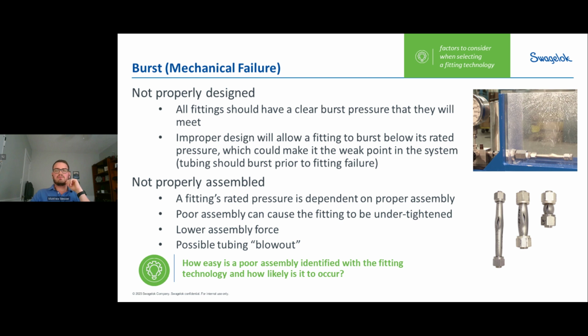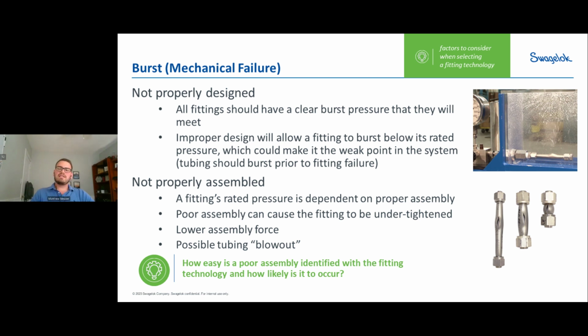So one of the next things to keep in mind is having a burst rating on the fitting. That's because it's a mechanical failure, and it would likely mean that the fitting would no longer be usable after the fact. So when we talk about it being not properly designed, all the fittings that you buy should have a clear burst pressure that they will meet. Improper design will allow the fitting to burst below its rated pressure, which means it's going to be a weak point in your system. Usually the rating for the fitting is based on the tubing, so you really want the tubing to burst before the fitting failure.